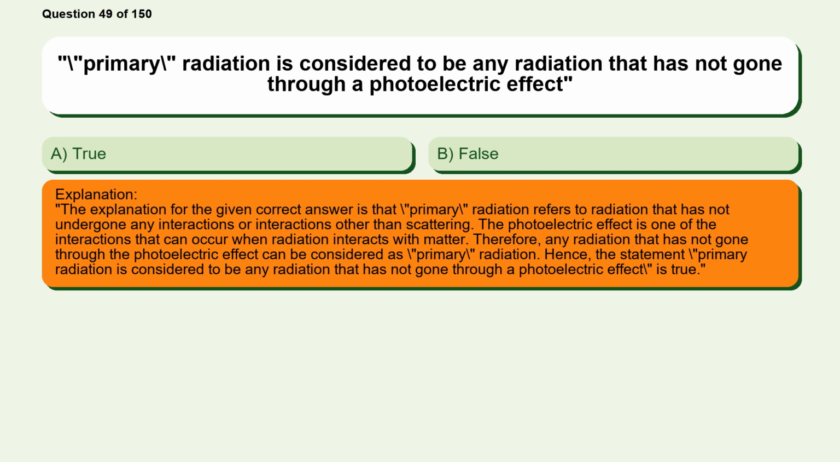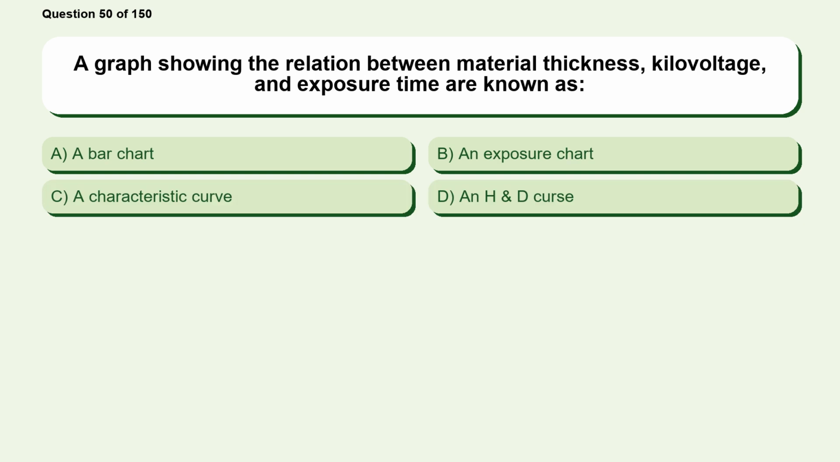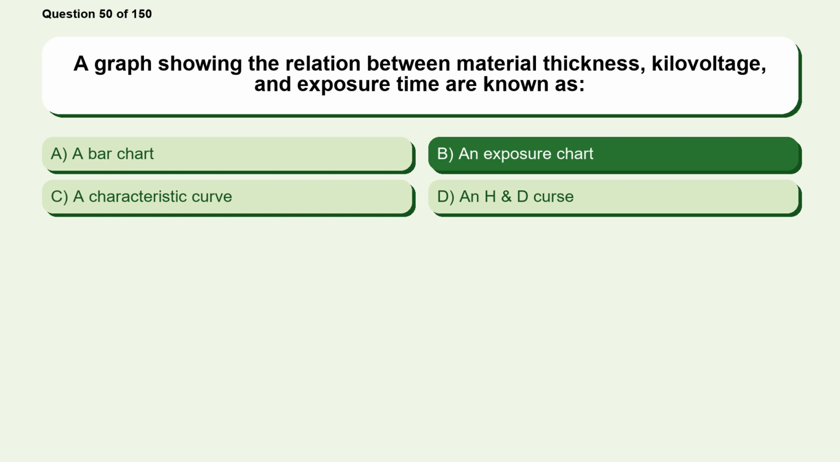Question 50. A graph showing the relation between material thickness, kilovoltage, and exposure time is known as: Option A, a bar chart. Option B, an exposure chart. Option C, a characteristic curve. Option D, an HD curve. The correct answer is option B, an exposure chart.